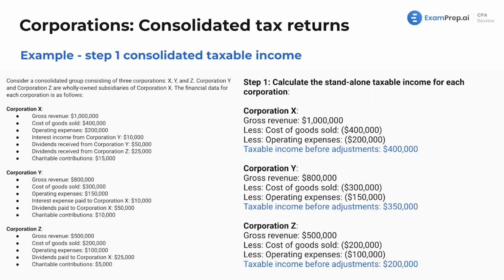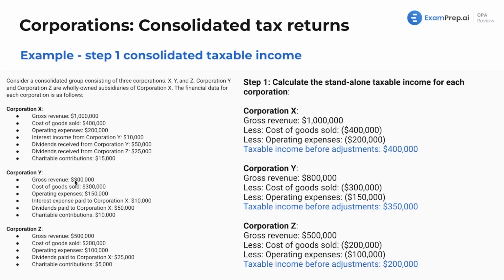As promised, here we go. What we see on the left side of the screen, this is going to maintain the same throughout all the steps. We're going to see the same information for each of the slides on this example. We're going to go step by step. First off, we're considering a consolidated group consisting of 3 corporations. We've got X, Y, and Z. Corporation Y and Z are wholly owned subsidiaries of Corporation X. Financial data for each corporation is as follows, and we've got this here.